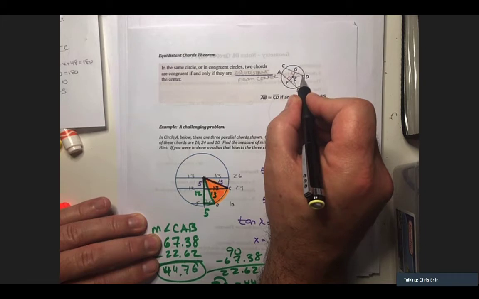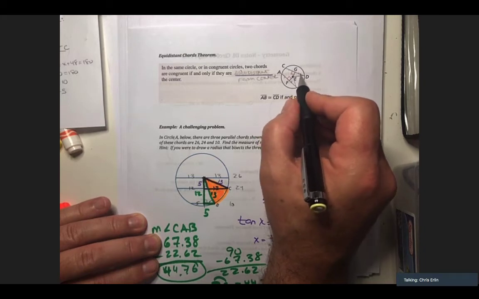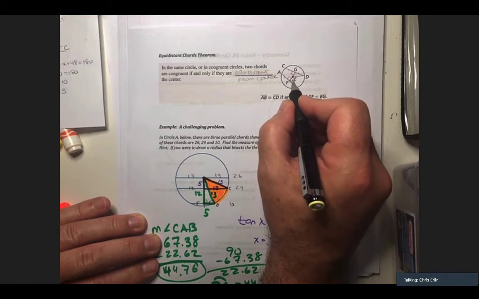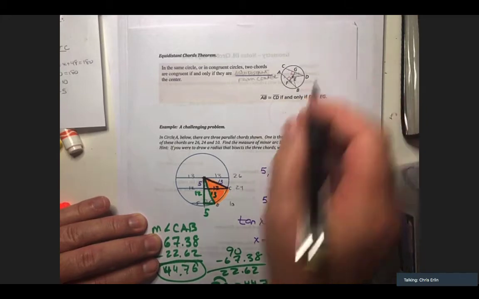These are radii, which are the same. These are perpendicular because we're saying it's a distance. Therefore, by RHL or HL, these two triangles are the same. Therefore, their distances from the center are the same.